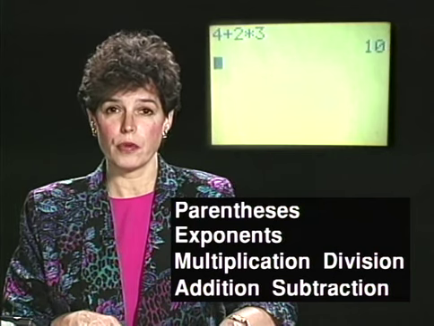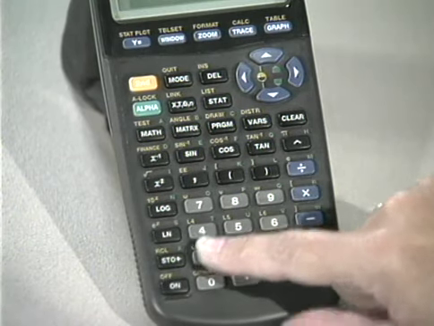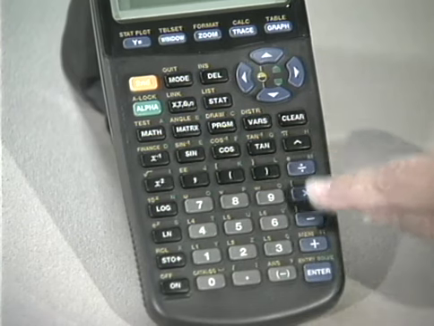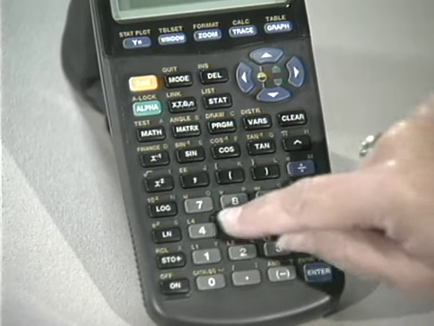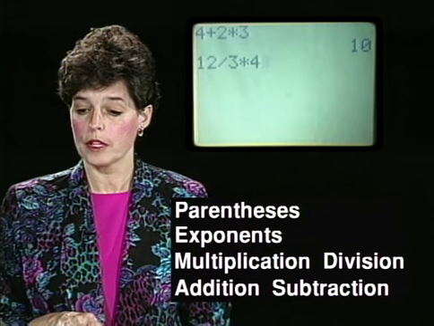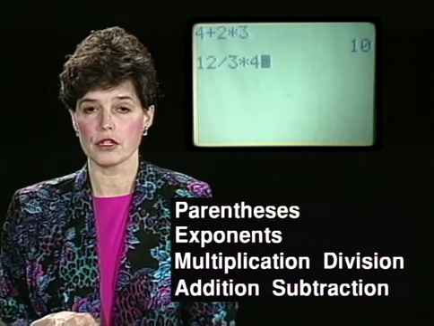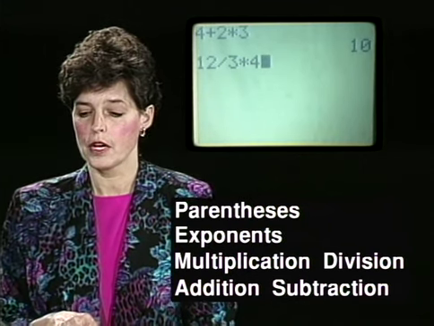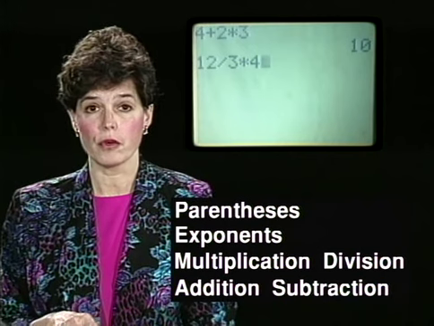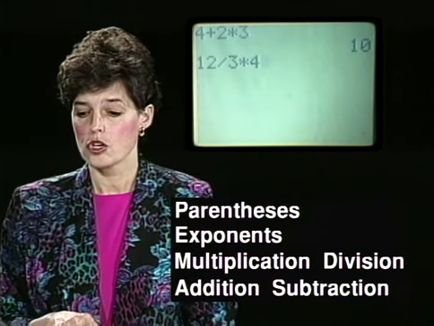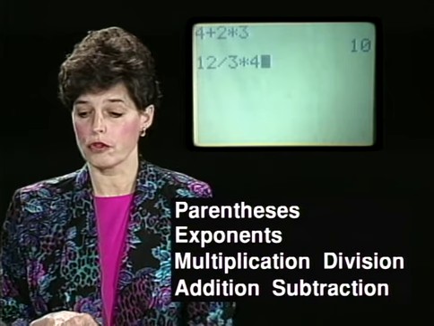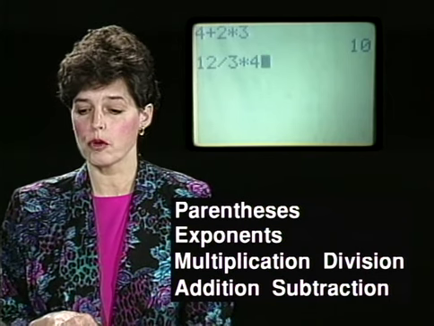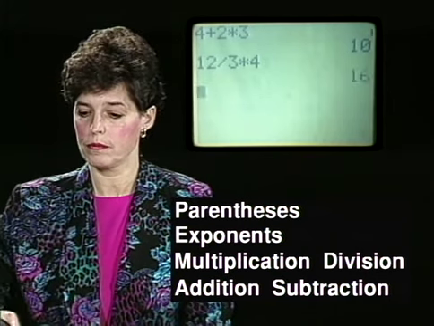Let's go on and do another problem. I'm going to do 12 divided by 3 times 4. Now this particular problem only involves division and multiplication. So the calculator is going to do them in order from left to right. 12 divided by 3 is going to get done first, which is 4, and then multiplied by 4. I get 16.